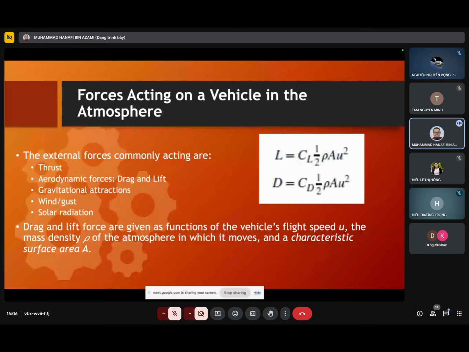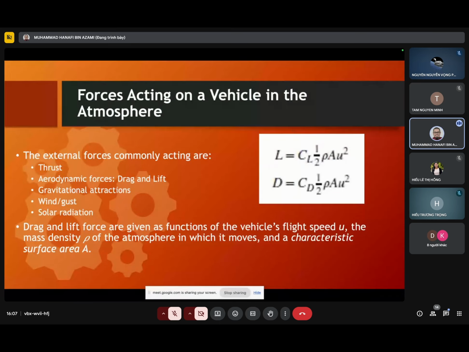The external forces. When you have a rocket, what are the forces exerted on the rocket? Number one is thrust, which is from the nozzle. Then you have aerodynamic force. Thrust force is from behind, then drag opposite to the thrust, lift going up and weight going down. Then gravitational attraction, wind or gust, and the last one is solar radiation. Those are some of the forces commonly acting on the body of a vehicle.